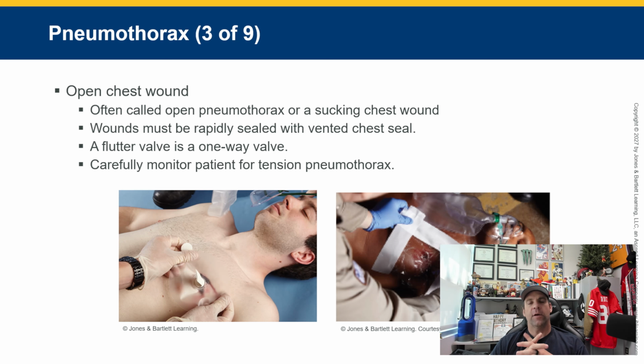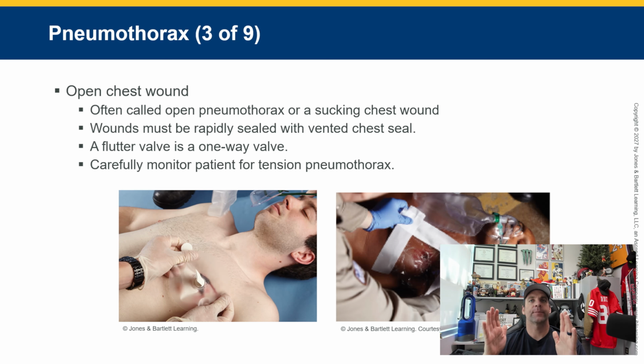Now, when the opening extends through the chest wall, okay, the injury is actually called an open pneumothorax. Okay, so it's often referred to as a sucking chest wound. So air can move directly between the atmosphere and the pleural space, interfering with that normal negative pressure ventilation.